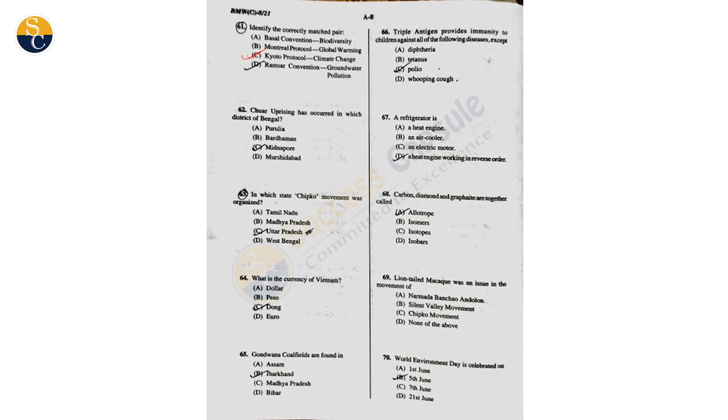Next, Ramsar Convention is related to wetlands. So, C is the correct answer here. Next, Chuhar Uprising has occurred in which of the following districts of Bengal? It took place between 1771 to 1809 in Midnapur, Bankura and Manbhum. So, C is the correct answer. Next, in which state was Chipko movement organized? Chipko movement was organized in Uttar Pradesh, Chamoli district, which is now Uttarakhand, in 1973.